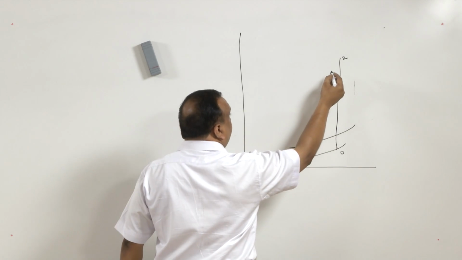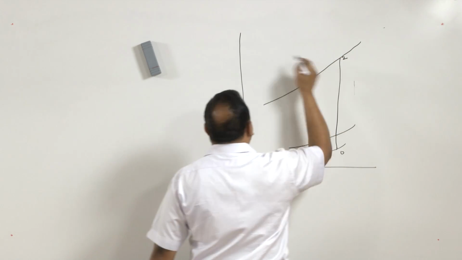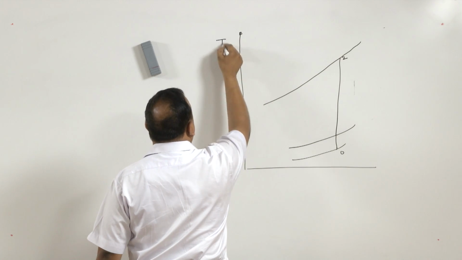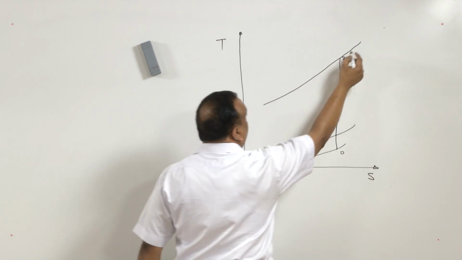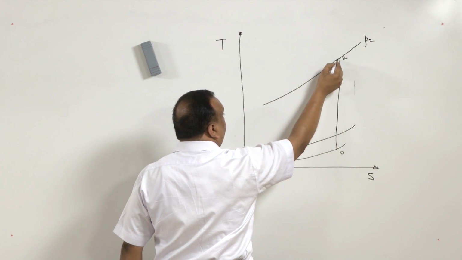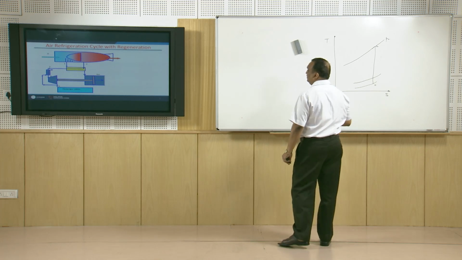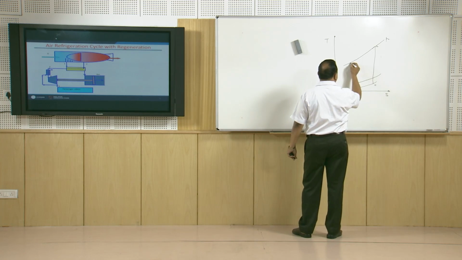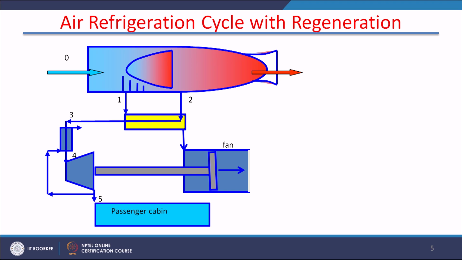The air coming out of the compressor is cooled at a constant pressure. This is a constant pressure line, this is temperature on the ordinate, on the abscissa there is entropy. So, at constant pressure the cooling of air takes place and state 3 is attained. After state 3, there is a heat exchanger, as shown in the figure.